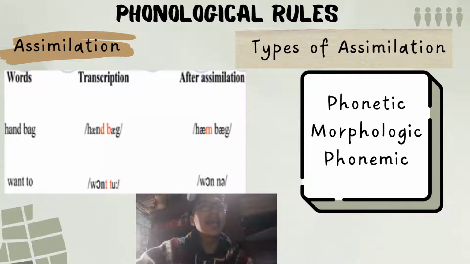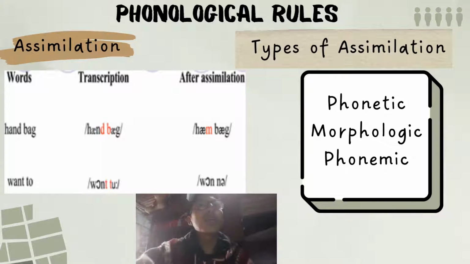As you can see in this example, we have the word handbag. In the transcription of handbag, the accent of the consonants is more potent in the letters D and B. However, after assimilation, the sound changes and combines the B sound into the letter M. In this case, it sounds like humpback.